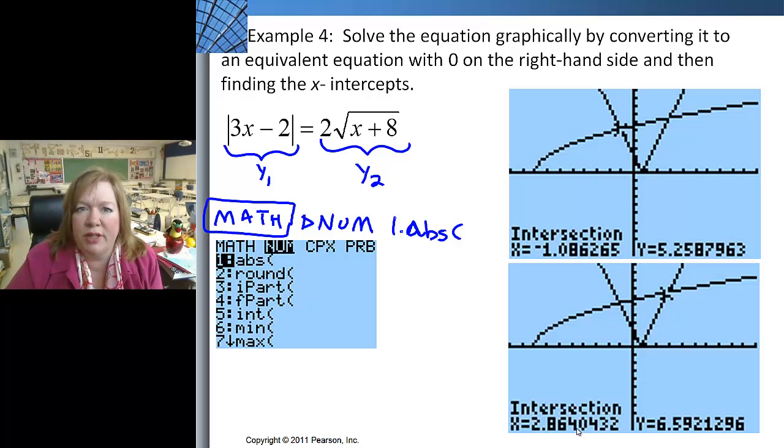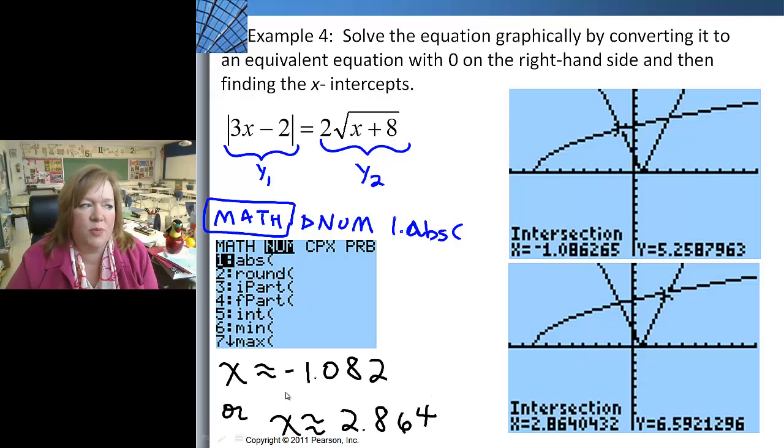Also, when you are using the graphing calculator, remember that the x's are your solution, not the y's. The x's are what you're looking for because you're solving for x. So try to keep that in mind too. Sometimes people get confused about that. So we end up with x is approximately negative 1.082, or x is approximately 2.864.